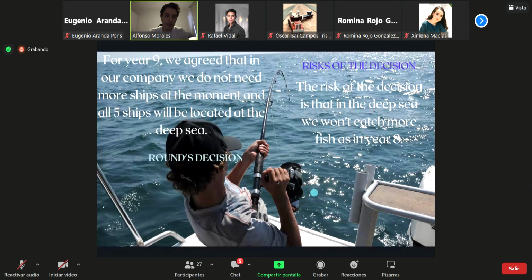As I told you, the decision is for year 9. We agree that our company does not need more ships at the moment, and all ships will be located at deep sea. The risk of this decision is that the deep sea won't have a lot of fish, because as I told you, it's a little bit full of all the ships, but we hope that it works for us as it has been working the previous years. That's all.